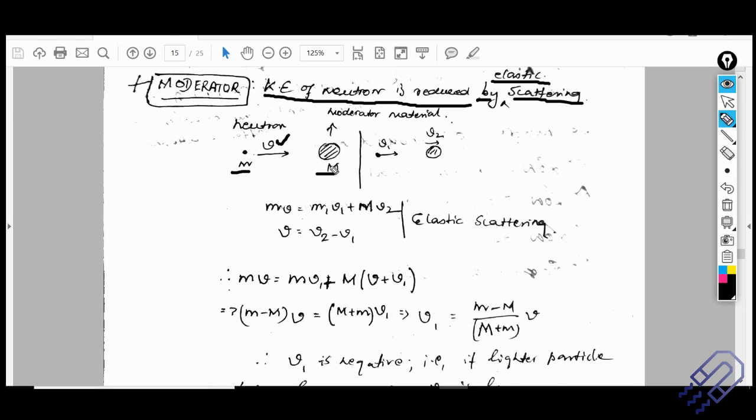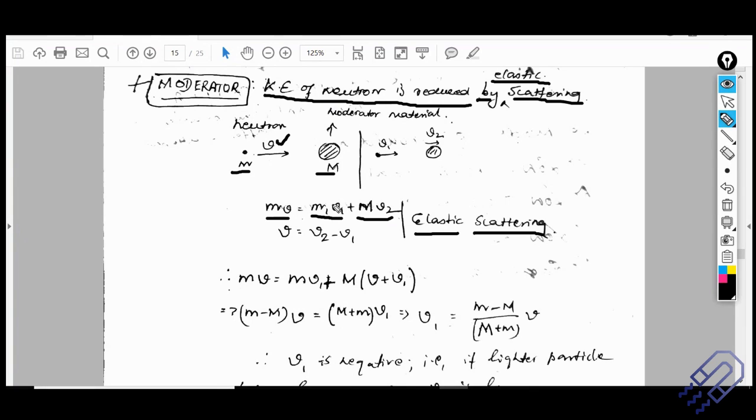You know, we need thermal neutrons here. Thermal neutrons are slow neutrons, really slow neutrons. For practical purposes, we can say that this is an example of elastic scattering. That means whatever energy was there, let's consider the momentum: the initial momentum of the neutron will be equal to the final momentum of the neutron plus the final momentum of the target. The target is nothing but the moderator material, that means the atoms of heavy water.